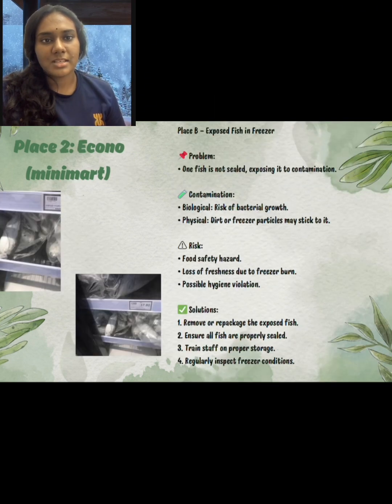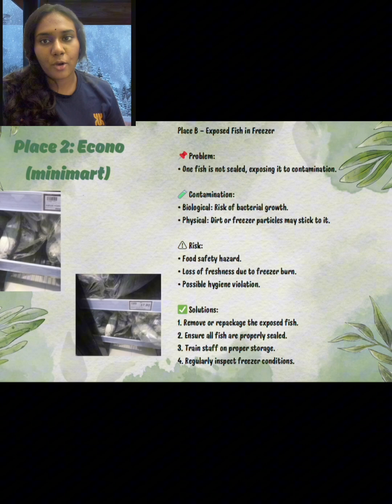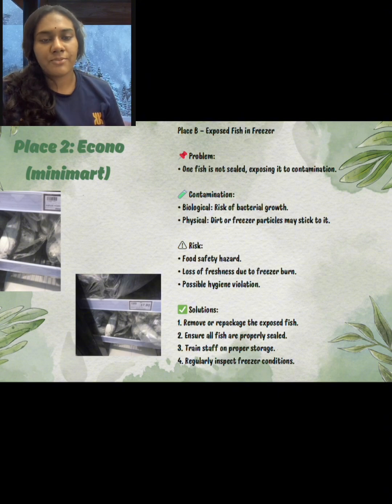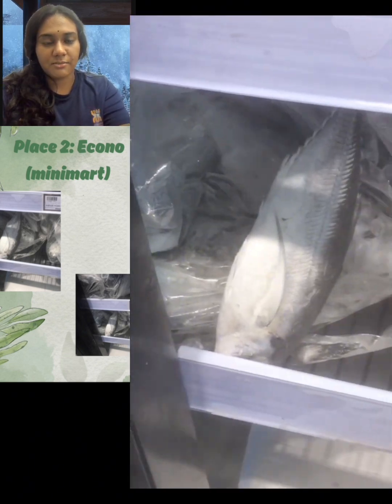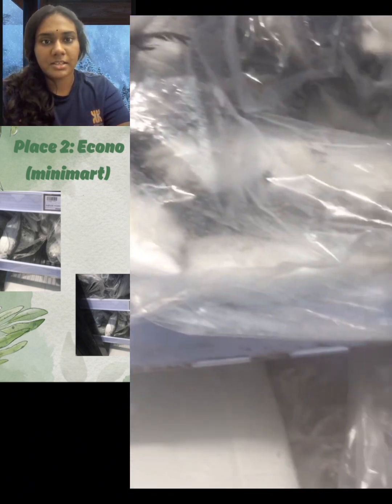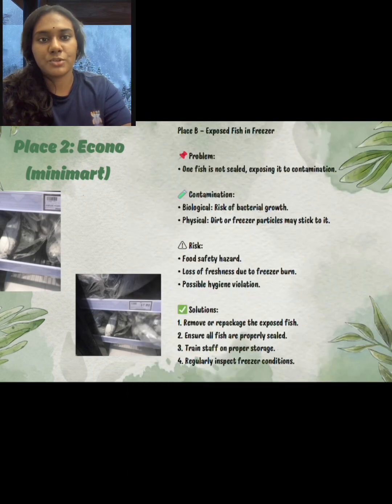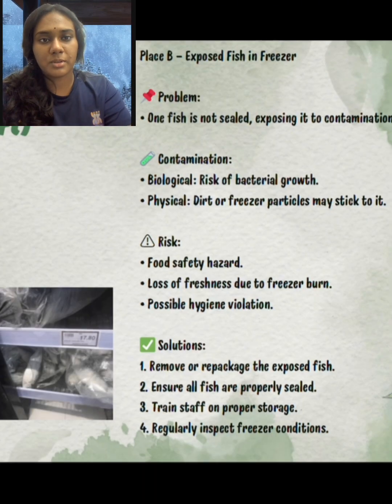Next, we move on to the next slide, which is place B. Place B is Econo Minimart, where the fish is exposed in the freezer. We see an image of fish in the freezer where one fish is not sealed. So this opens up contamination in two ways, which is biological due to bacterial growth and also physical, since dirt or freezer particles can stick to the fish.